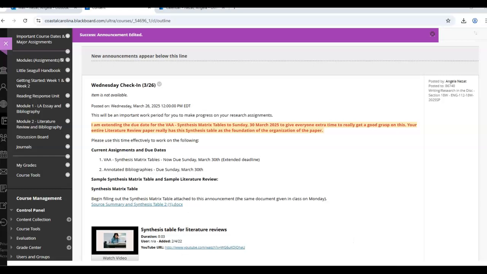Hi class, I wanted to go over your synthesis matrix tables and your annotated bibliographies with a sample synthesis table and what you actually use it for in terms of organizing your literature review.